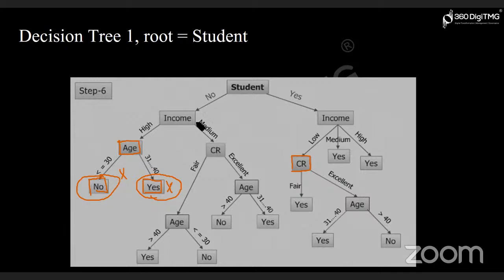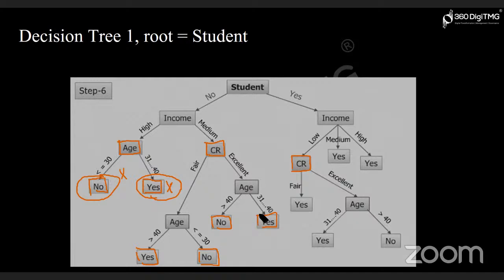Then we move on to income medium. Then we are taking a look at credit rating. If the credit rating is fair, then we go here. If your age is greater than 40, yes, you will buy the laptop. If it is less than 30, you will not buy a laptop. So we have made 2 more decisions. If your credit rating is excellent and your age is greater than 40, no, you will not buy a laptop. And if it is between 31 to 40, yes, you will buy a laptop. So we have made 2 more decisions.